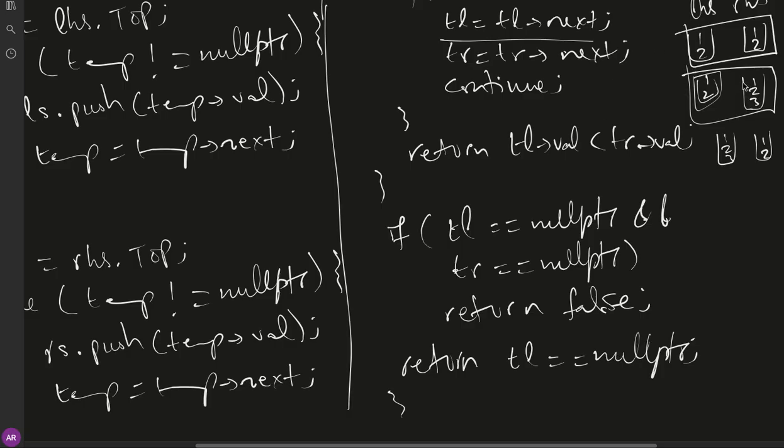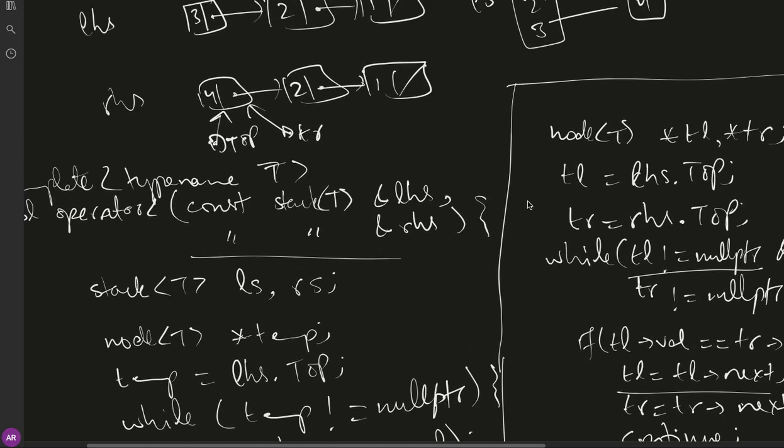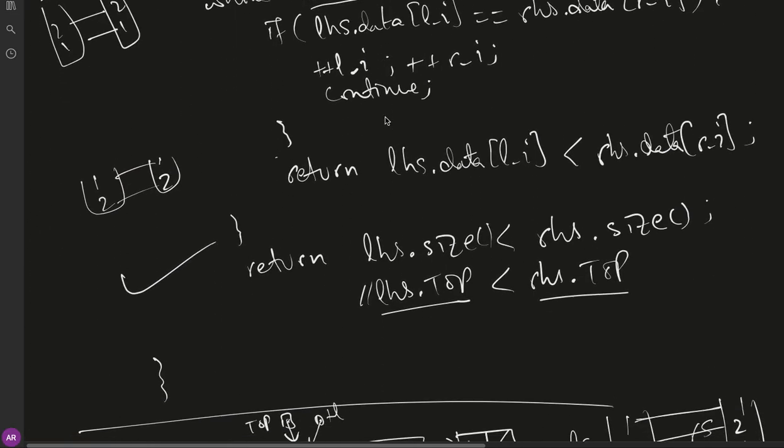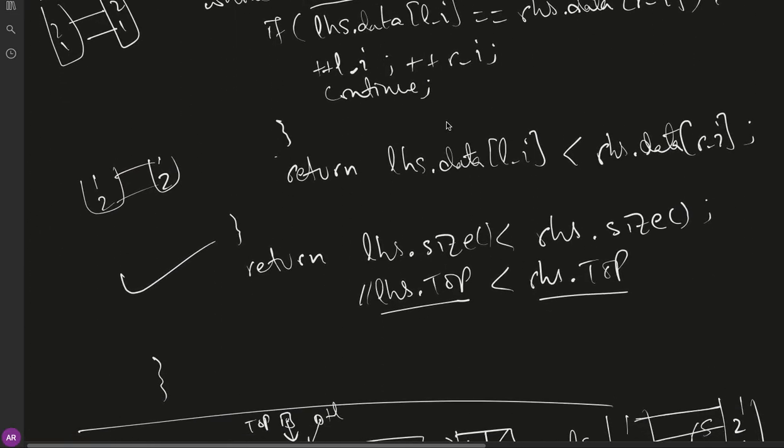And in the third case, temp L would not be nullptr and temp R would be nullptr. So in that case, we return false because in this case, the stack on the right hand side is smaller than the stack on the left hand side. So I hope this explains the things. If you have not gone through the implementation of stacks using arrays or using link structures, you can look into the videos that cover these concepts that I have uploaded earlier.